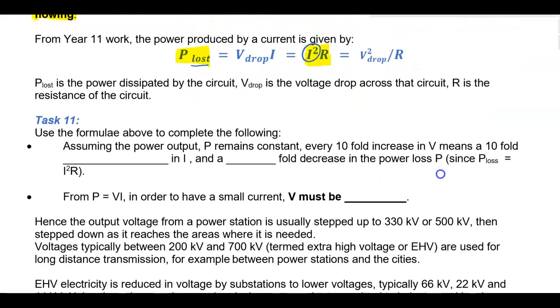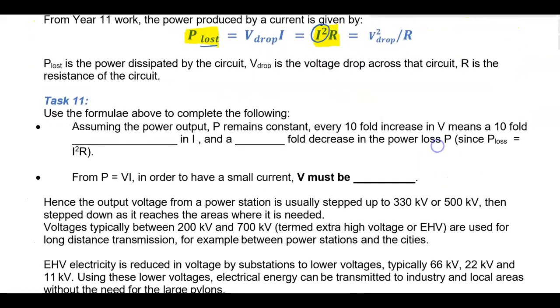If we look at task 11, that guides us through this a little more. It says, use the formula above to complete the following. Assume the power output, P, remains constant, and we'll talk about that in a minute. Every 10-fold increase in V, your voltage, means a 10-fold decrease in your current, and therefore a 100-fold decrease in your power loss.